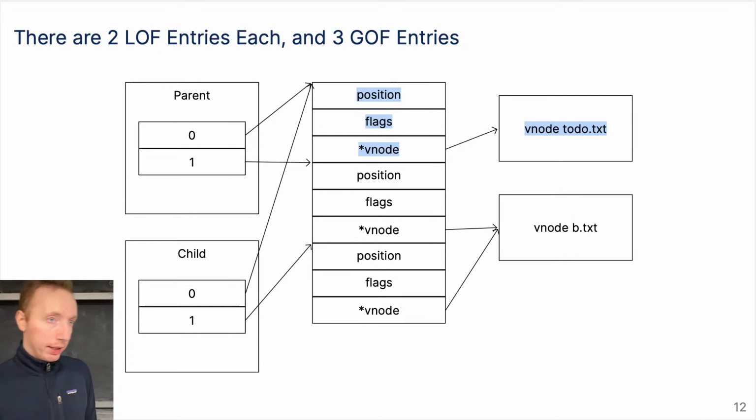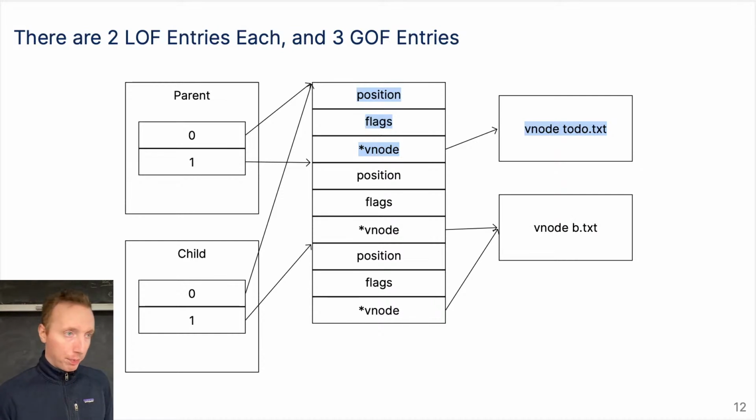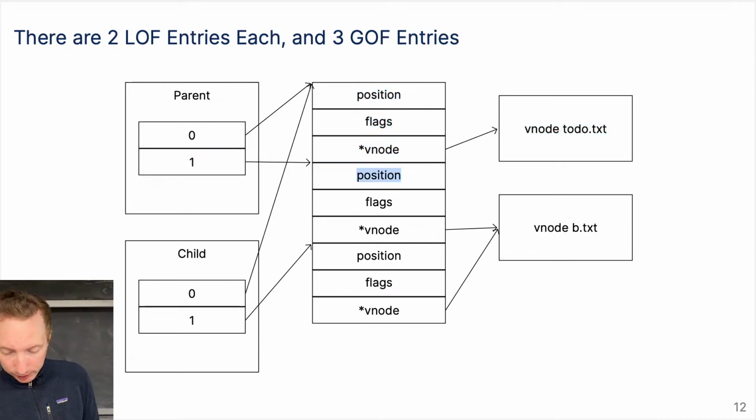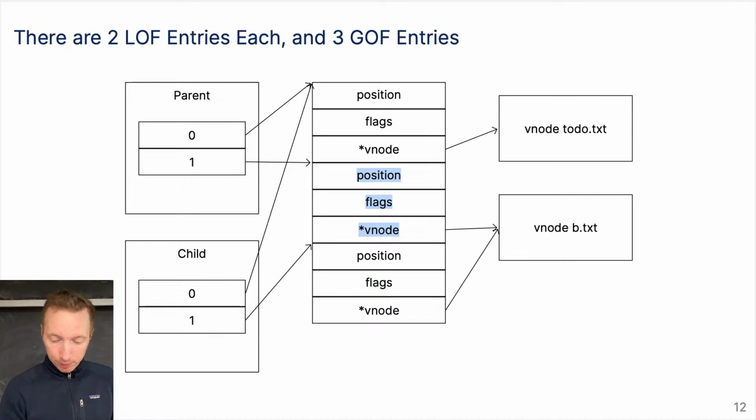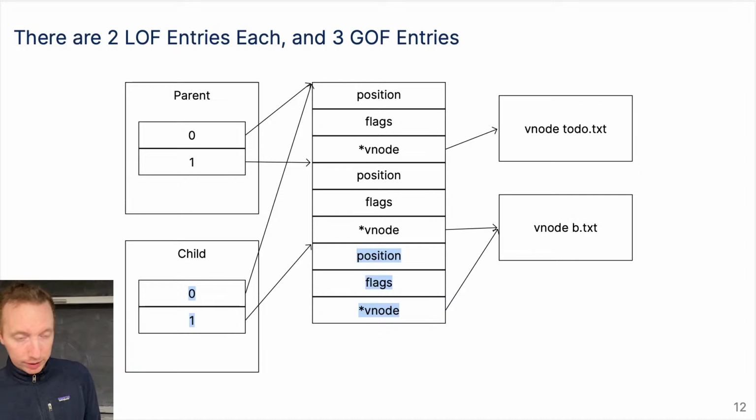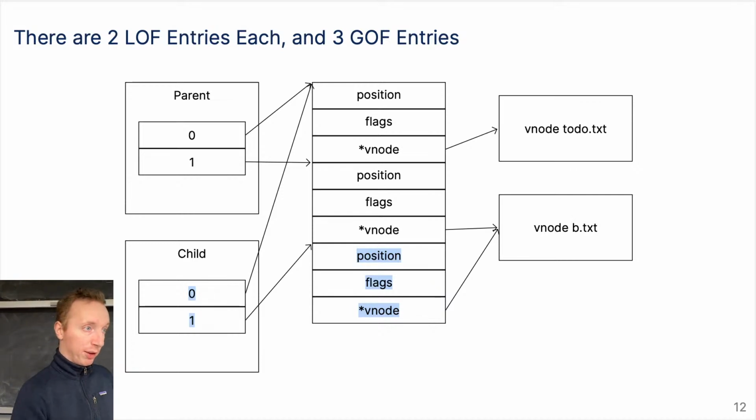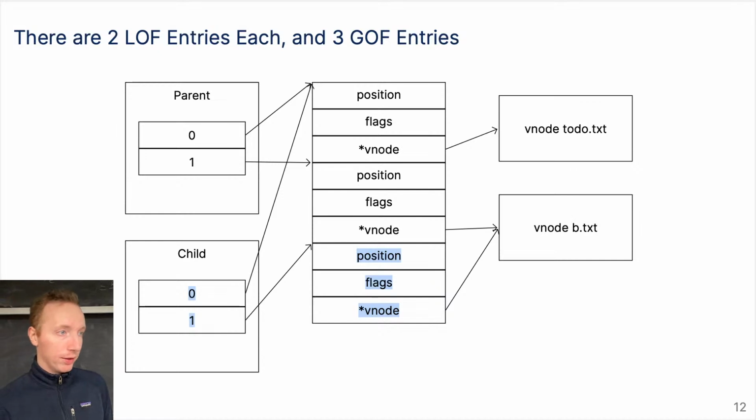And then because both processes open a file again after the fork, they create a new local entry and a new global entry. So the parent process would create a new entry in the global file table with its own position and flags, and the vnode would point to b.txt. And then the child process would create a new entry in the global open file table that would have its own independent position now, that also just happens to point to that same b.txt file. All right, so is that clear for everyone, hopefully?